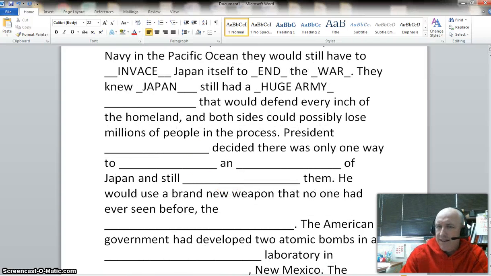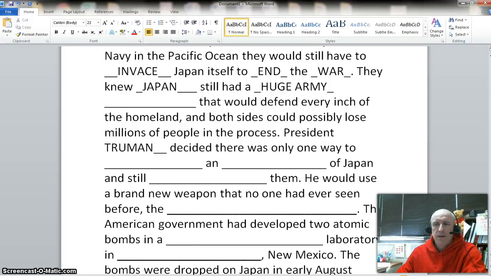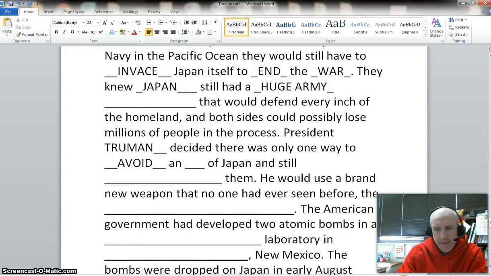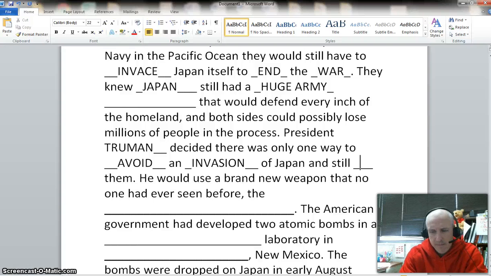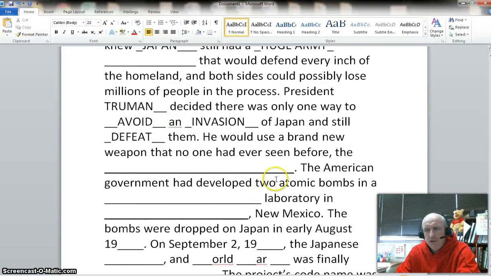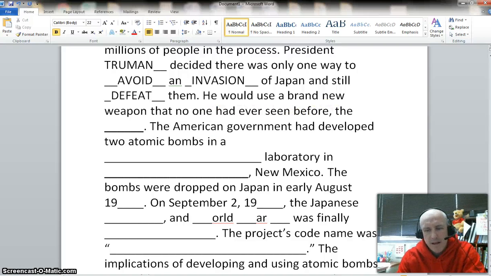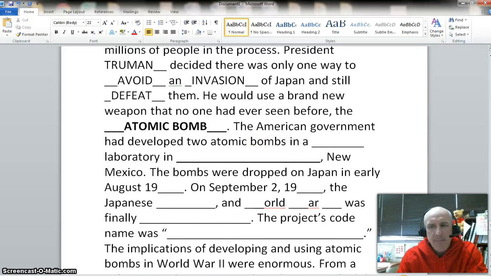President, not Roosevelt, because he is dead now. President Truman is going to be the one that's going to decide what to do with Japan. He decided there was only one way to avoid an invasion of Japan and still defeat them. He would use a brand new weapon that no one had ever seen before. Here it is, atomic bomb. The American government had developed two atomic bombs in a secret laboratory.